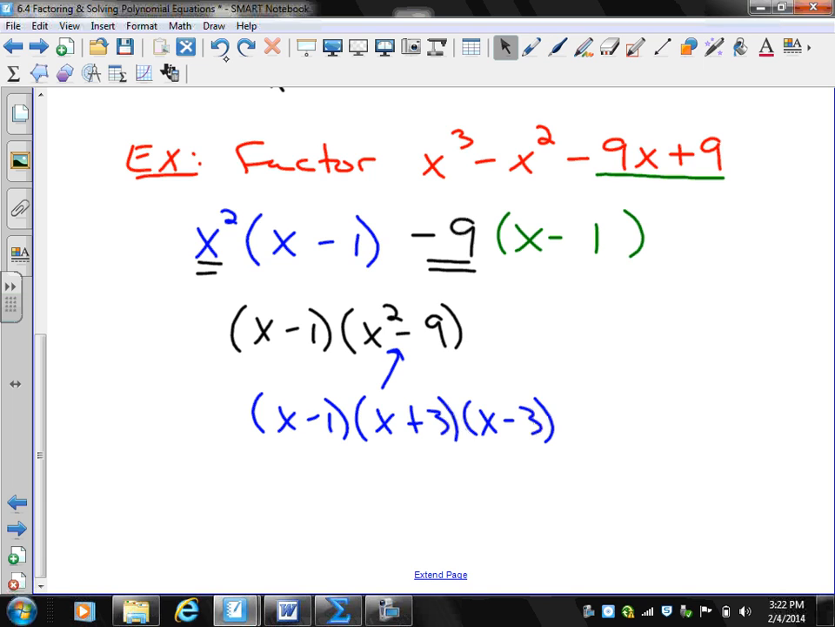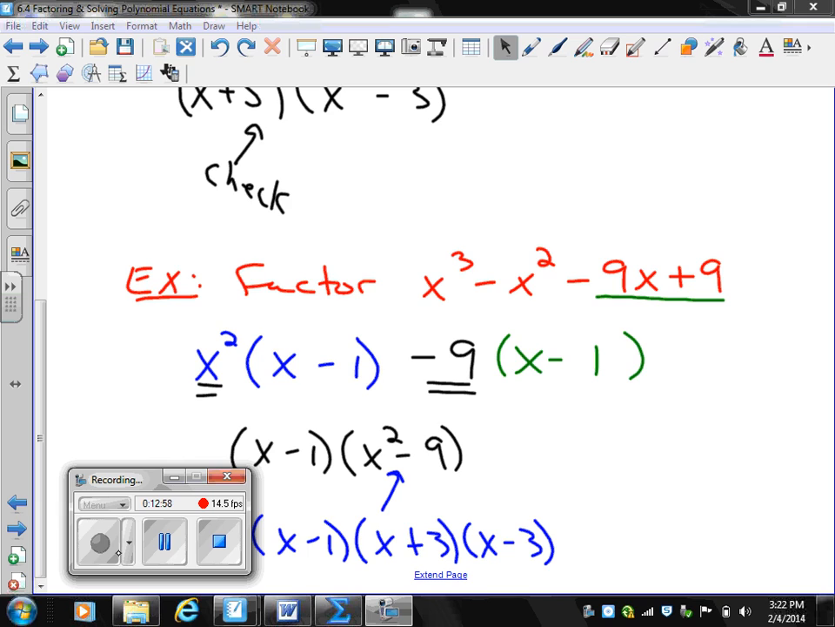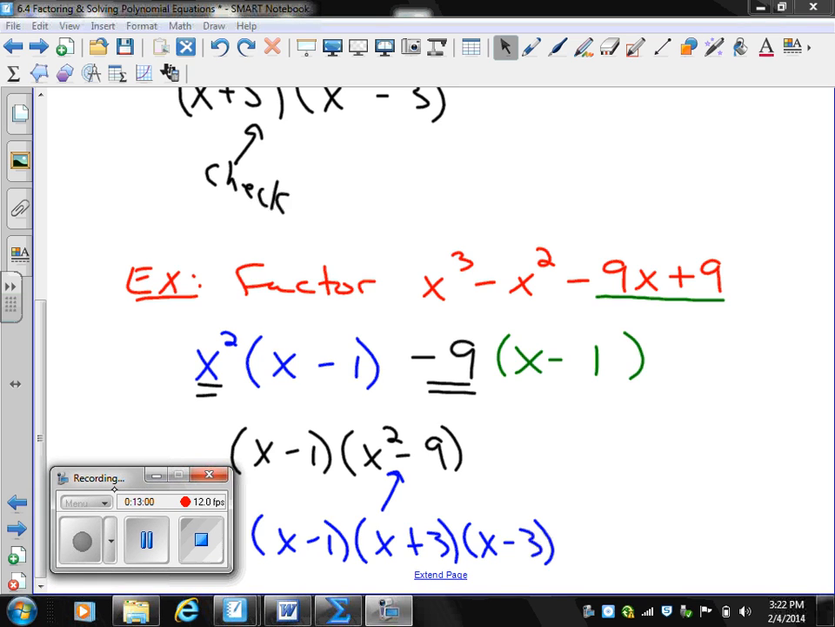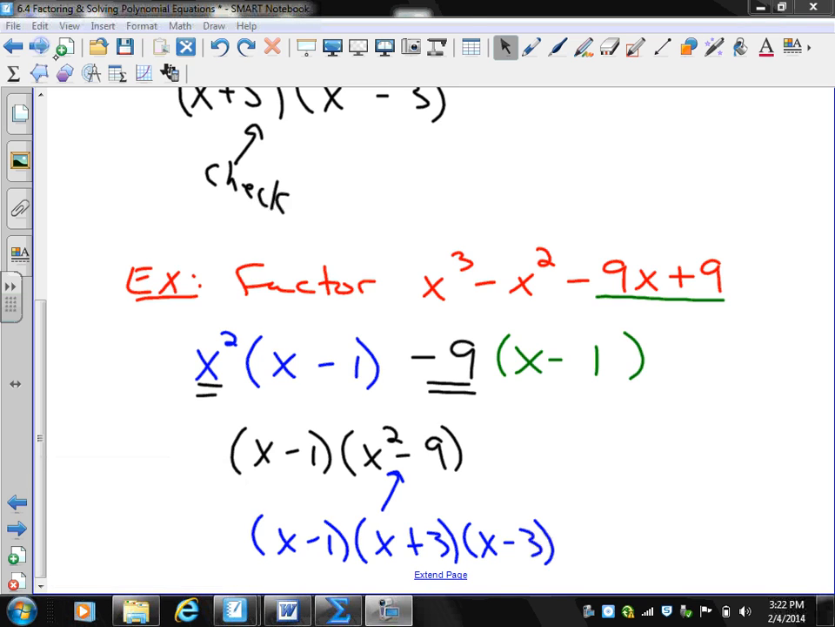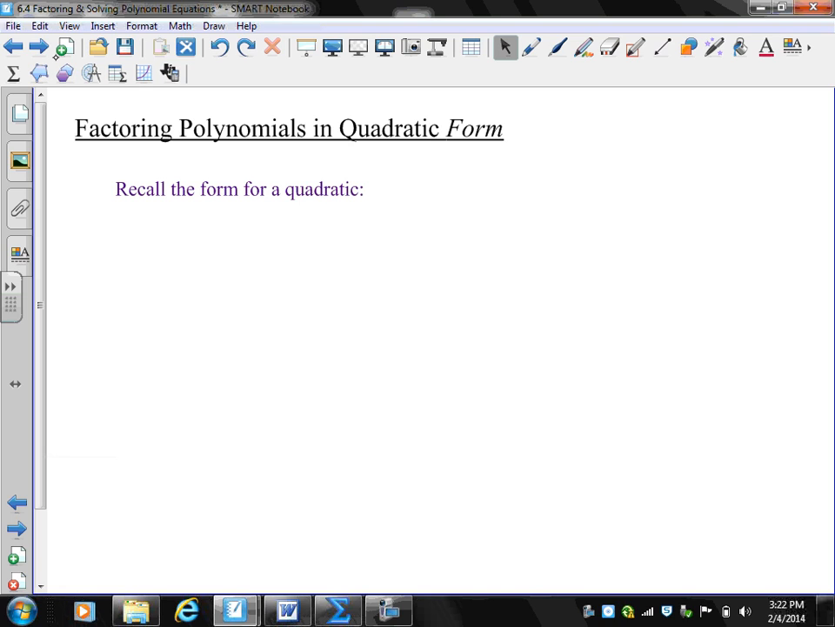Okay, moving on to one last type of factoring. This is factoring polynomials that are in quadratic form. I'm stressing the idea of form because they don't really look like quadratics until you change the form around a little bit. So a little recall here about what quadratic form looks like. It's y equals a coefficient times something being squared, plus that same something times b, plus a constant c.